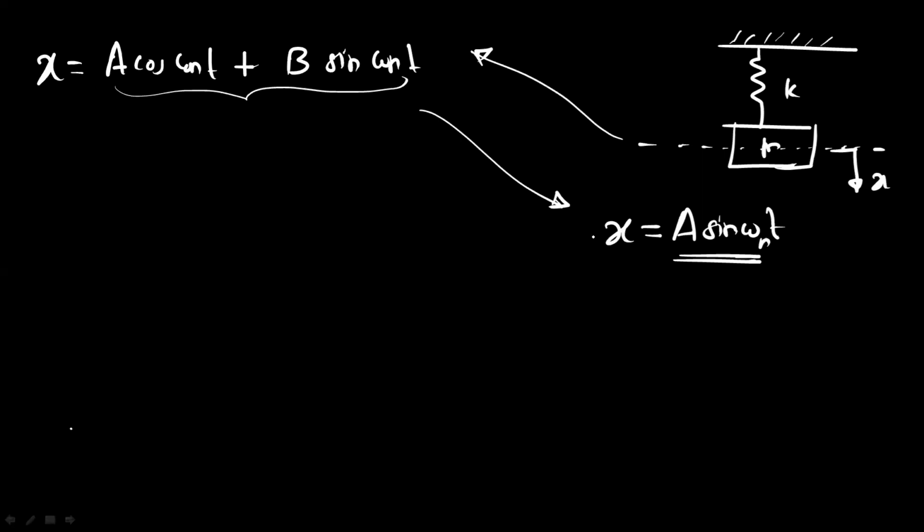So the question is, how do we get this equation, x is equal to A sine omega n t? It depends on this basic equation. This is the actual equation for the free undamped vibration. From this equation, we will get the other equation. For that, we should consider the initial boundary conditions.